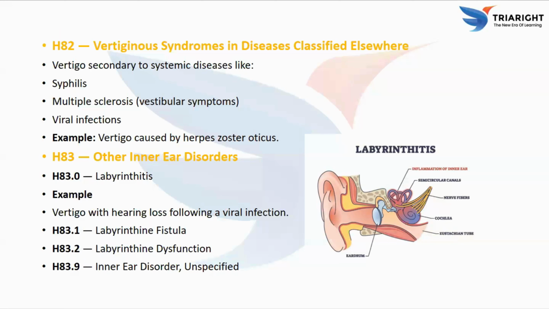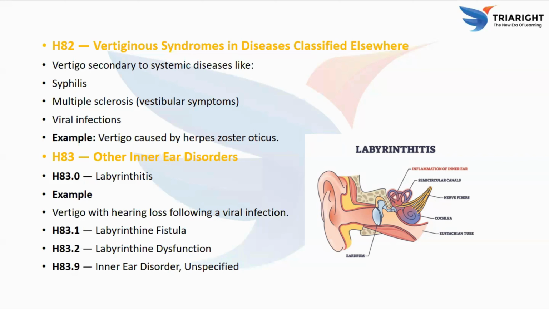So what are the causes of vertigo classified elsewhere? The first cause is syphilis. It is a late neurosyphilis which affects the vestibular nerve or cochlea. So this causes dizziness, imbalance, and also hearing loss. The next cause is multiple sclerosis, which presents with vestibular symptoms. MS plaques in the brainstem or cerebellum can lead to vertigo, nystagmus, gait disturbances, etc.